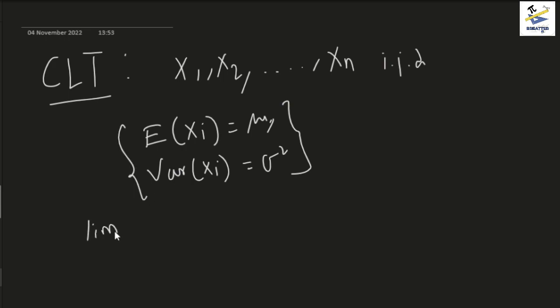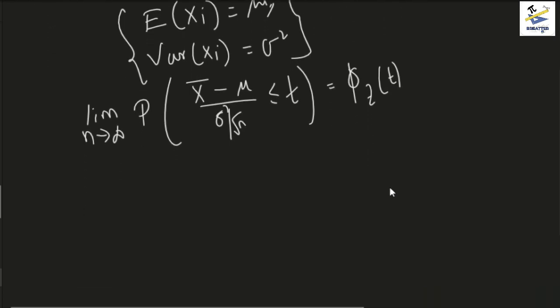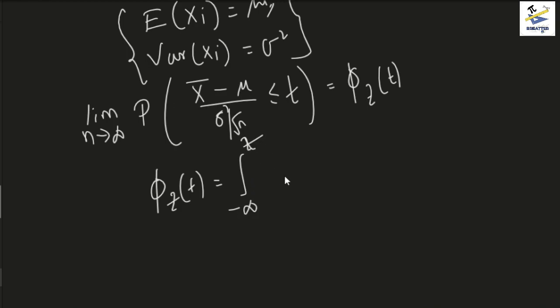What we can do with it is that we are given from this statement of the central limit theorem that the limit as n tends to infinity of the probability that (the sample mean minus mu) divided by sigma by root n is less than or equal to t, for some real number t, is equal to phi Z of t, where phi Z is the standard normal CDF, right? So this is basically the statement.